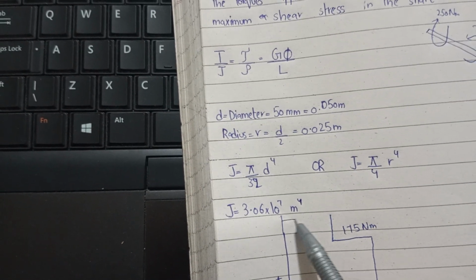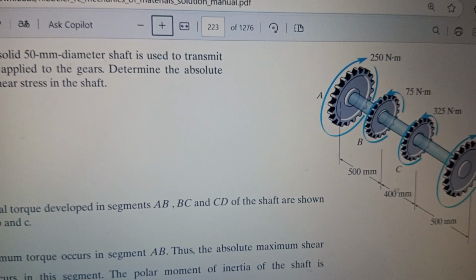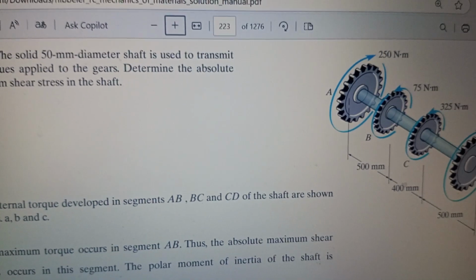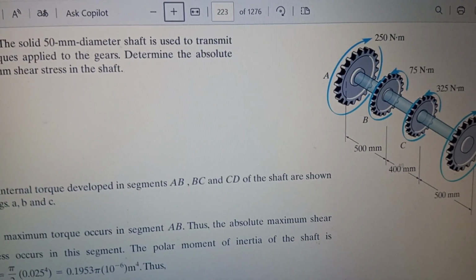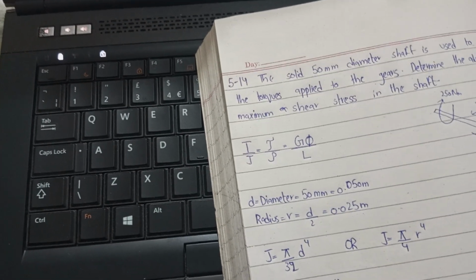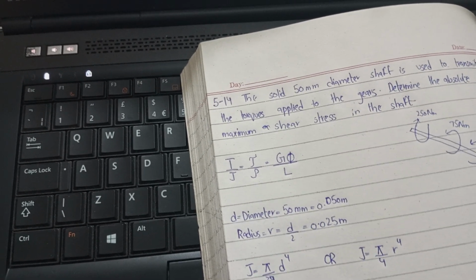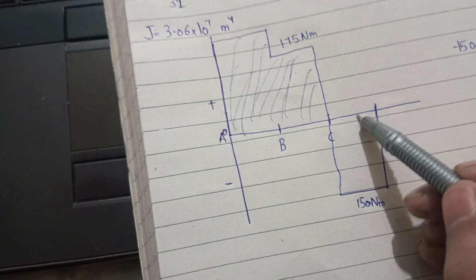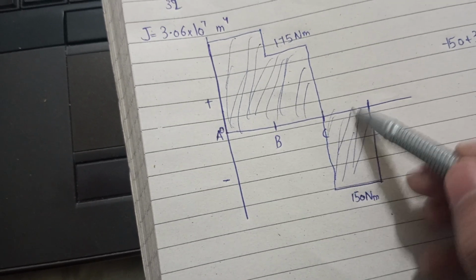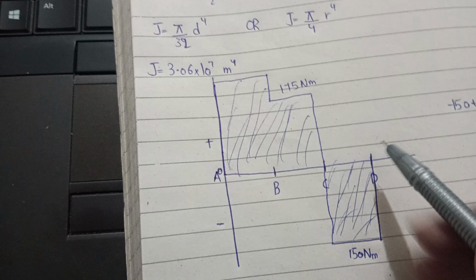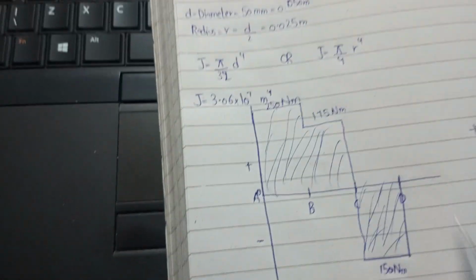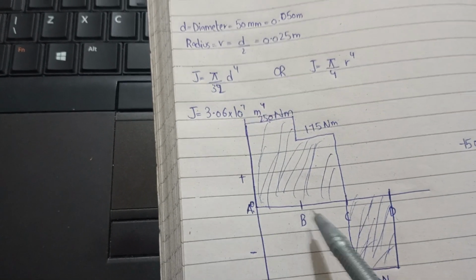It is also constant between 2 points, but at point A there is 250 Newton meter in the clockwise direction, so we take it negative according to the rules. So plus 250 minus 250 is 0, so it comes to 0. This is our internal torque diagram. We do this to see our torque diagram. You see that the maximum torque we get is 250 Newton meter, which is between A and B.